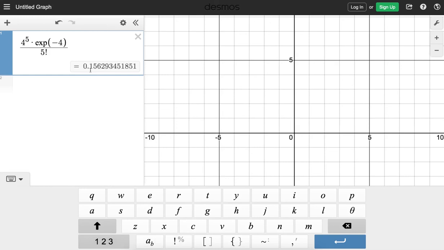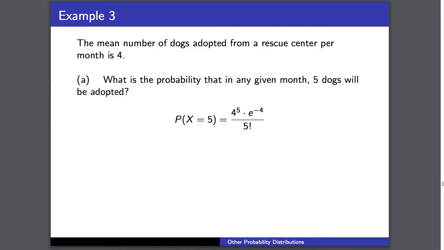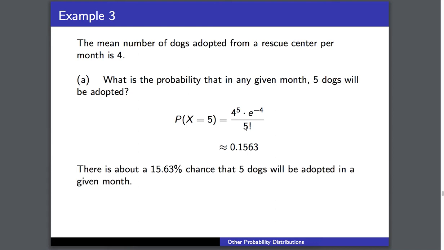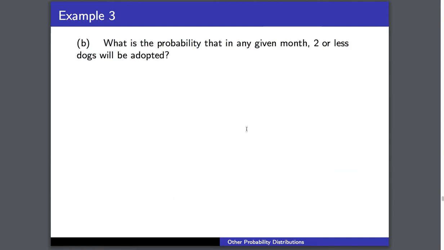So we got about 0.1563 if we go to 4 decimal places. So there's about a 15.63% chance that 5 dogs will be adopted in a given month if our mean number is 4. So hopefully they'll go to good families because they deserve it.